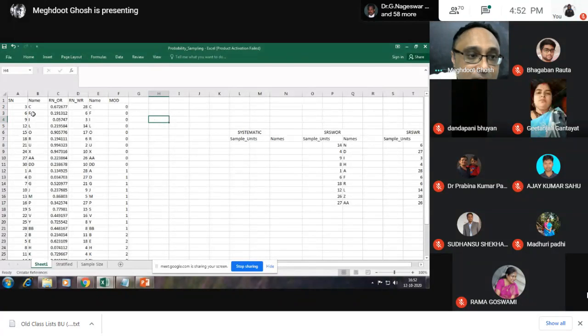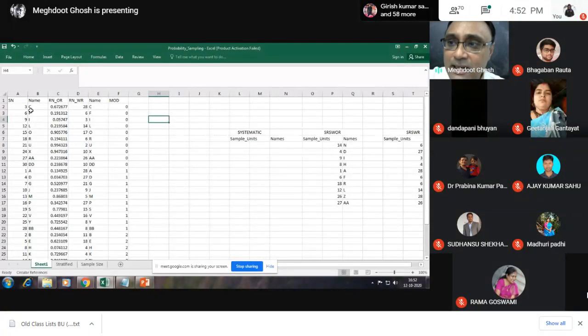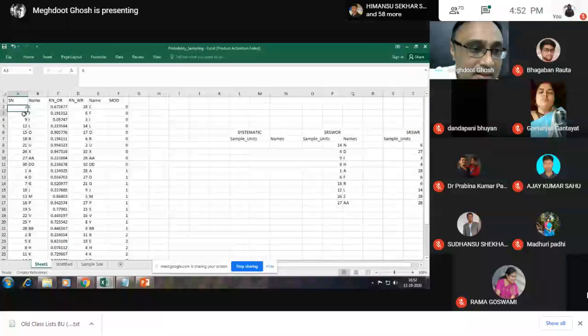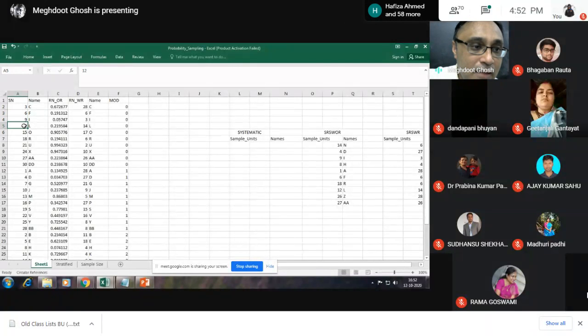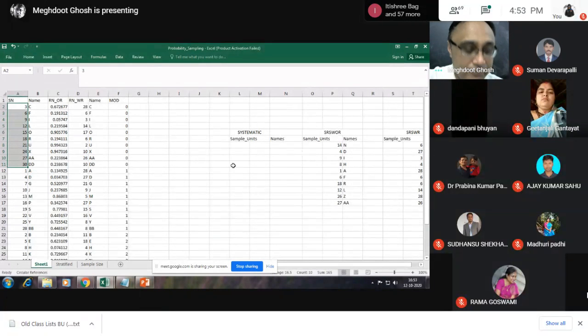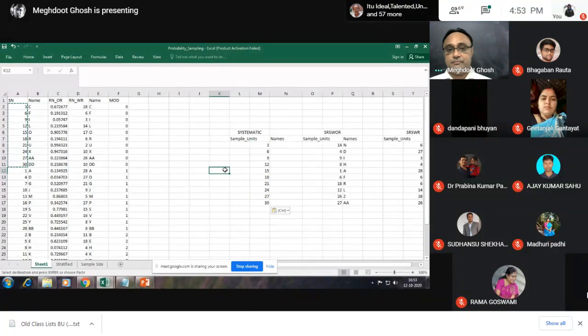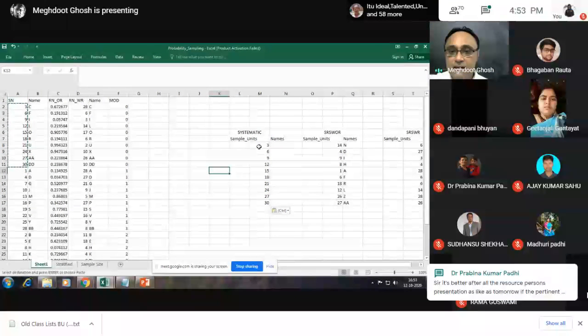Now you see, the sample size was how much? 10. The population size was 30. So 30 divided by 10 is how much? 3. So I have selected the 3rd sample, 6th sample, 9th sample, 12th sample, 15th sample, 18th sample, 21st sample. So if I start from 3 and I take 10 samples, 1, 2, 3, 4, 5, 6, 7, 8, 9, 10, this is the sample unit that I have selected.